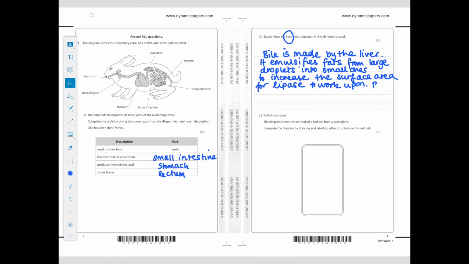But the easiest thing to write here is that bile also neutralizes stomach acid.